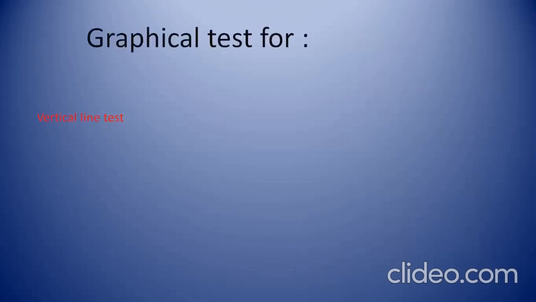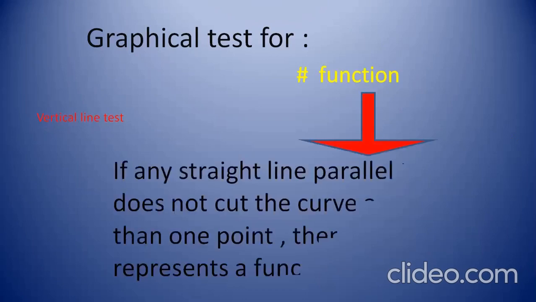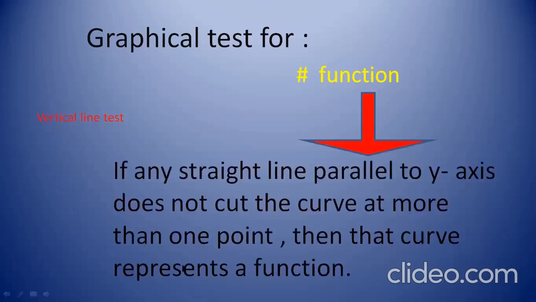Graphical test for the function. We can also test graphically. Graphically, we can easily understand whether it is represented as a function or not. If we draw a straight line parallel to the y-axis and it does not cut the curve at more than one point, then that curve represents a function. Otherwise, it will not be a function. This is also known as the vertical line test.